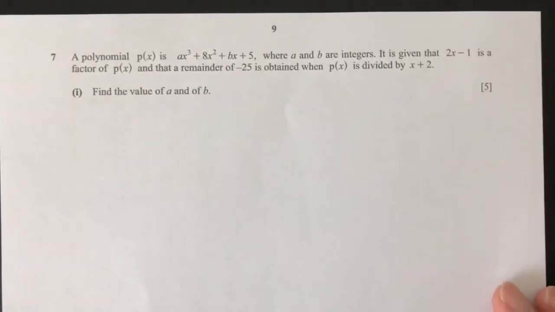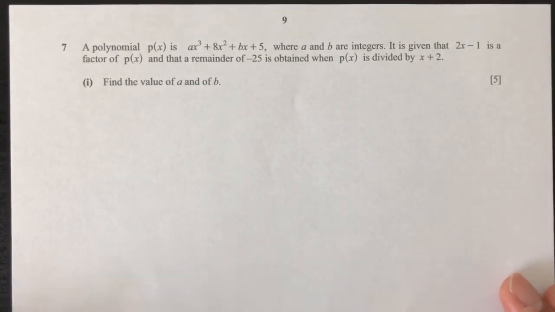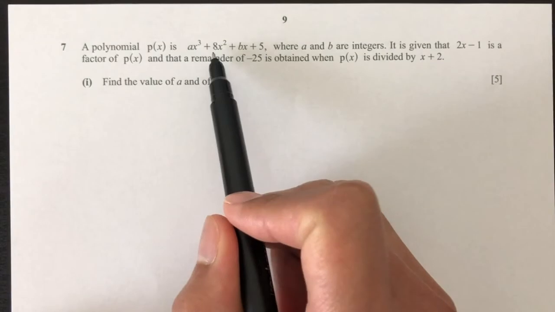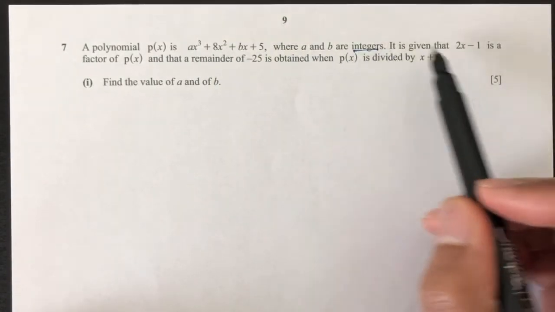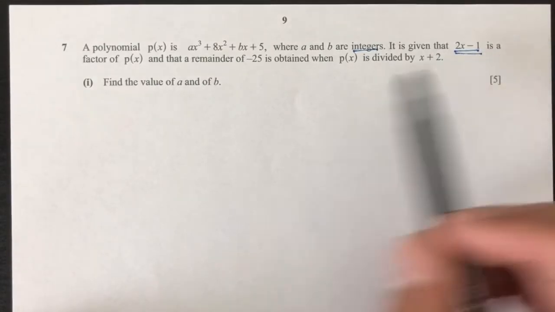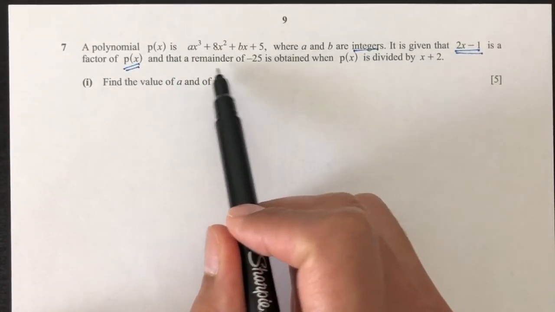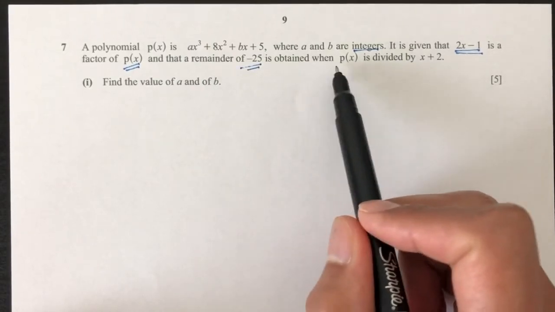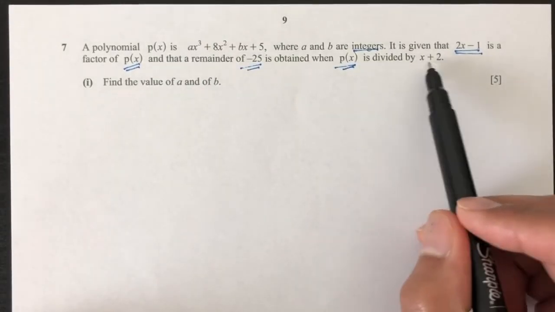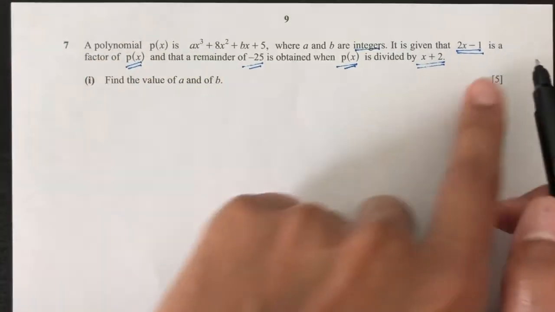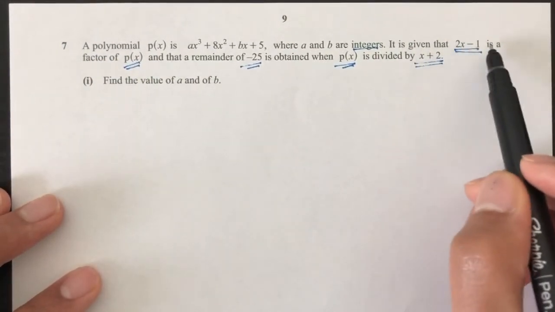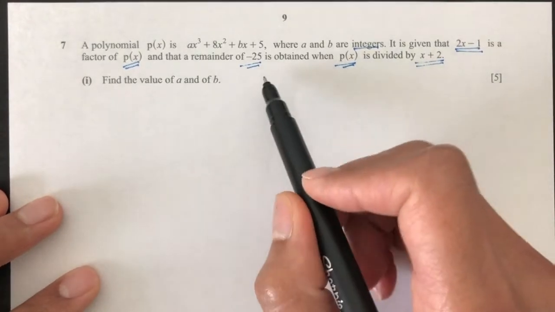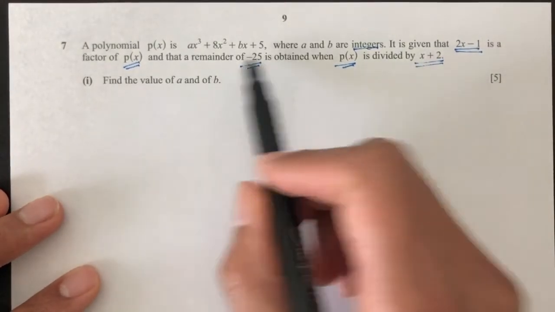Okay. Let's move on to question number 7. Here we have a polynomial which is ax cubed plus 8x squared plus bx plus 5, where a and b are integers. It is given that 2x minus 1 is a factor of this, and a remainder of minus 25 is obtained when p of x is divided by x plus 2. So what do these two pieces of information mean?